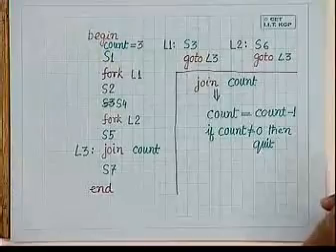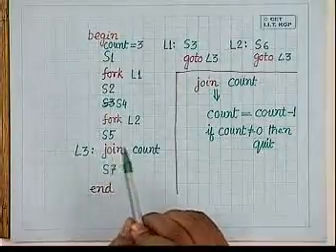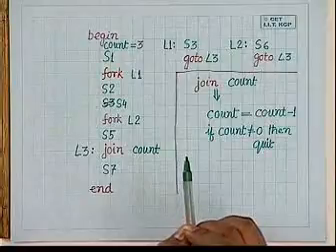Count is a global variable. Count is a global variable, global to this particular process or this particular task. Okay.